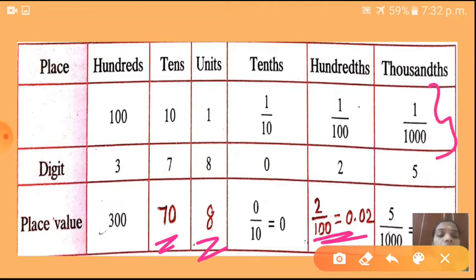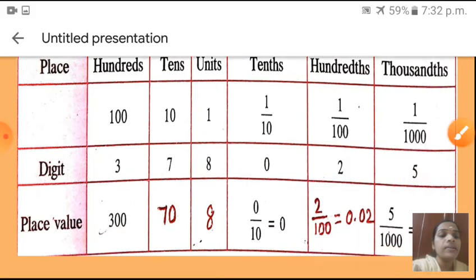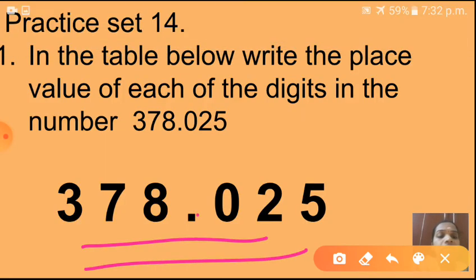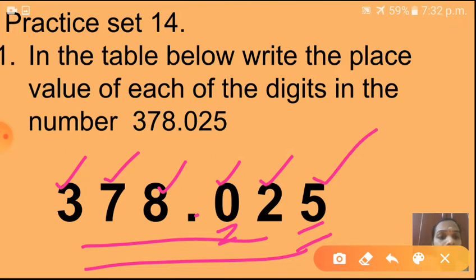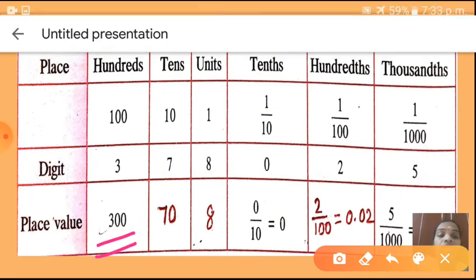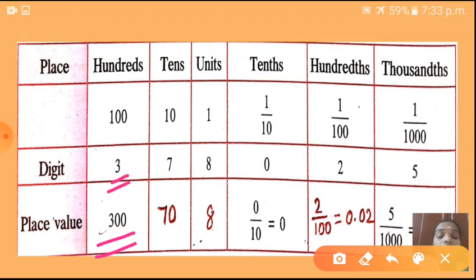Okay, children, the digits also they have given: 378.025. See here, children, this is a decimal point. Here this one is what? Yes, this is the ones place, this is the tens place, this is the hundreds place. And here this one is what? Very good, tenth place, this one is hundredth place, and this one is thousandth place. Understood, children? Yes, see here, the first one they have already given: this 3 is in the hundreds place, so here 300, and here 7, a fill-up is there.